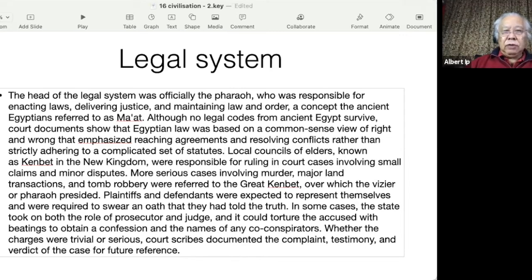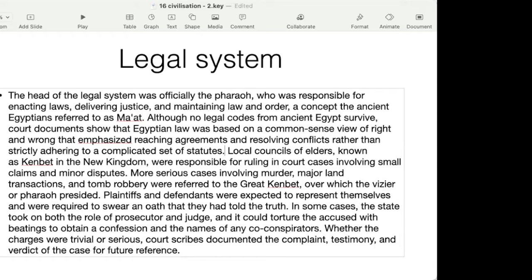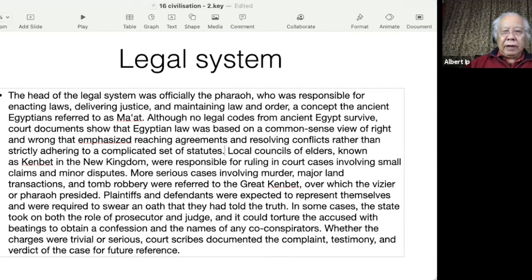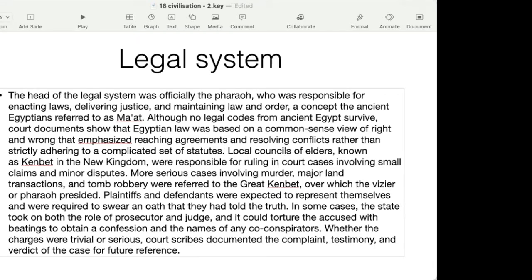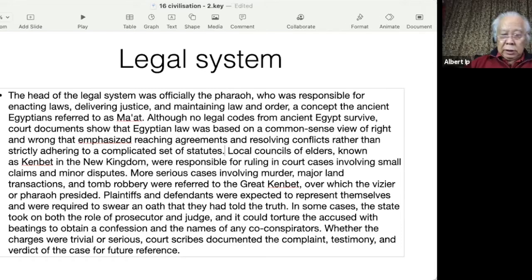Plaintiffs and defendants were expected to represent themselves and were required to swear an oath that they had told the truth. In some cases, the state took on both the role of prosecutor and judge, and it would torture the accused with beatings to obtain a confession and the names of any co-conspirators. Again, this is quite common in almost all ancient legal systems, where torture was used as a means of obtaining confession. So this is not unique to Egypt, I suppose.